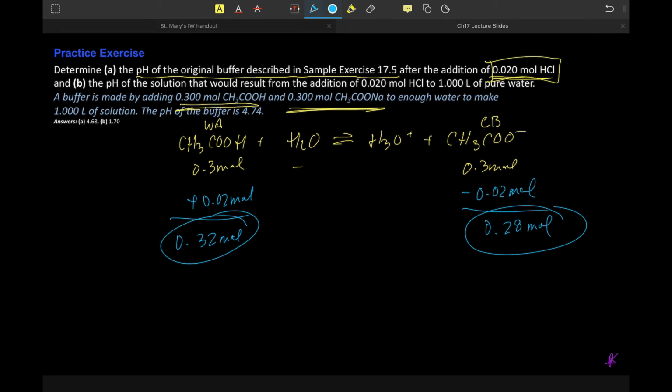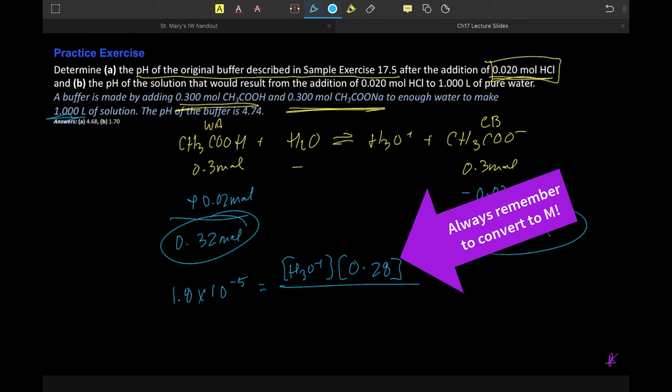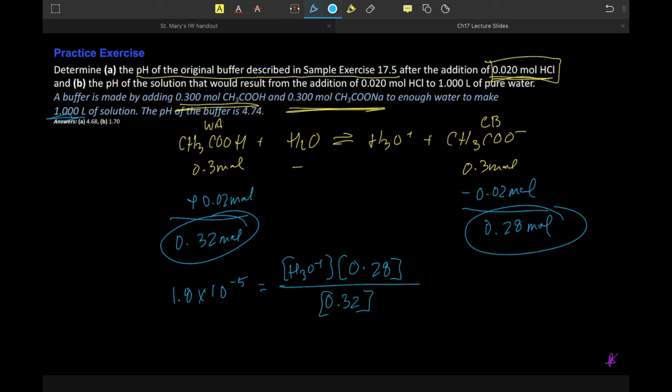So we are talking about an acetate buffer, right? So I know that that Ka value, 1.8 times 10 to the negative fifth, is equal to H3O plus times 0.28 molar, since it's in 1 liter, over my HA, which is 0.32 molar. And I could solve for my H3O plus and then subsequently solve for my pH. Yes?